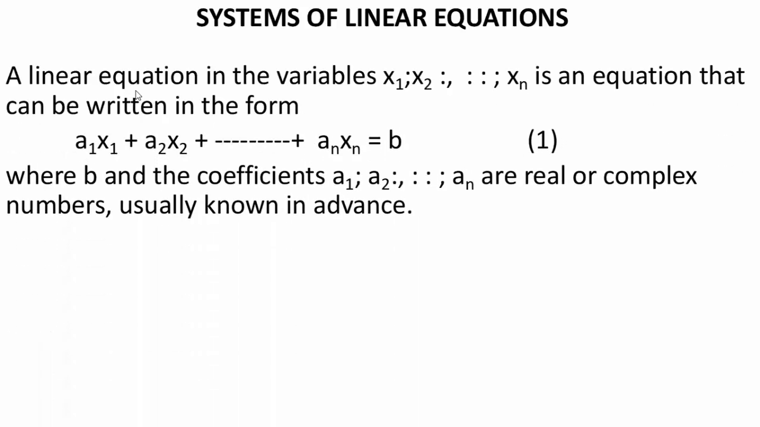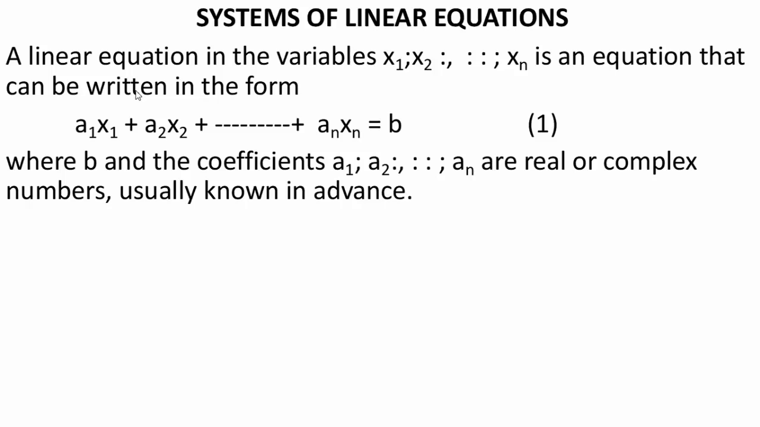First, we shall start from system of linear equations. A linear equation in the variables x1, x2, x3, ..., xn is an equation that can be written in the form a1 x1 + a2 x2 + ... + an xn = b, where b and the coefficients a1, a2, a3, ..., an are real or complex numbers, which are usually known in advance.